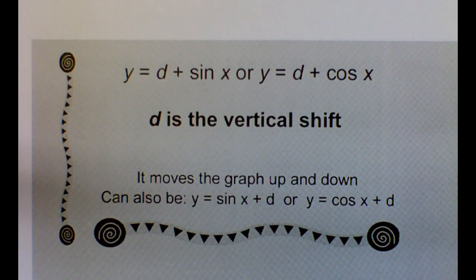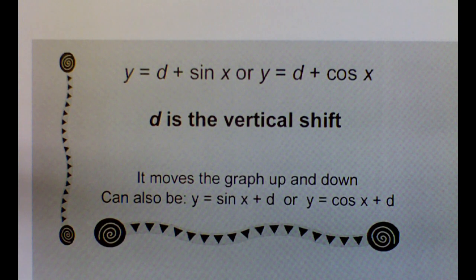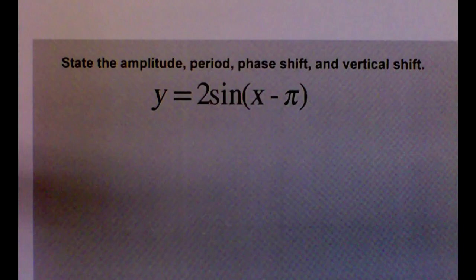D. D is our vertical shift. D is added or subtracted. It might be in the front or the back, so be careful. D could be either of those spots. It's the value added or subtracted outside of the sine and cosine. It moves it up and down. And remember, phase shifts are opposite of what they seem. Vertical shifts are exactly what they seem.